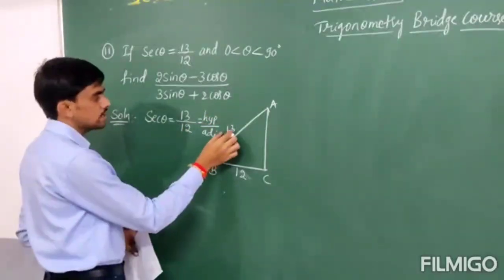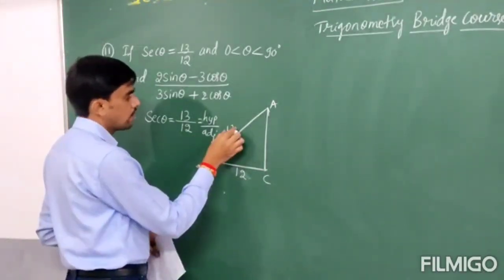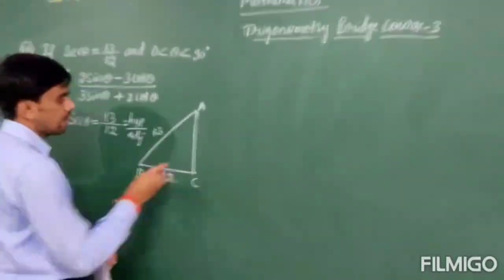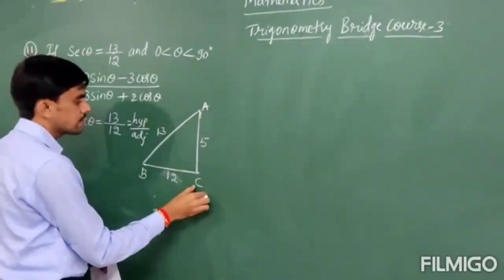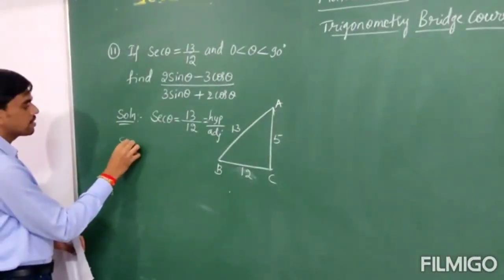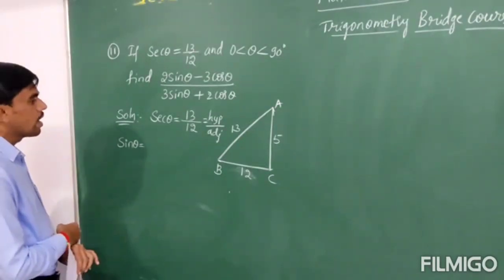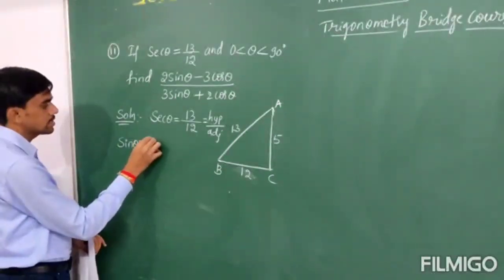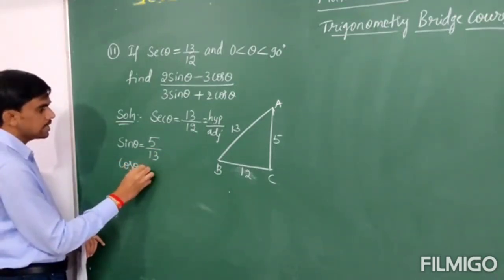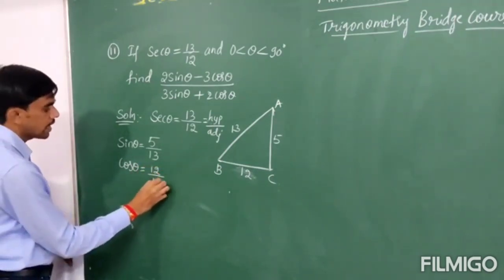Here 13 square is 169, 12 square is 144, and 169 minus 144 is 25. The root of 25 is 5. Therefore, the opposite side is 5. Next we write the value of sin theta. Sin theta is opposite by hypotenuse, that is 5 by 13. Cos theta is adjacent by hypotenuse, that is 12 by 13.